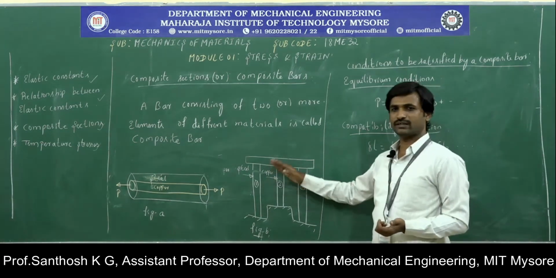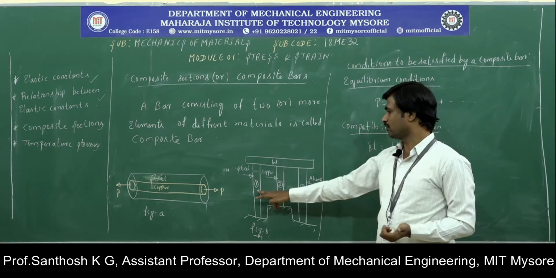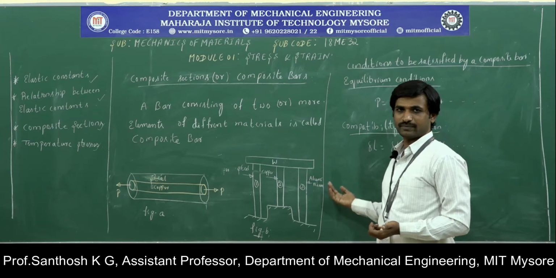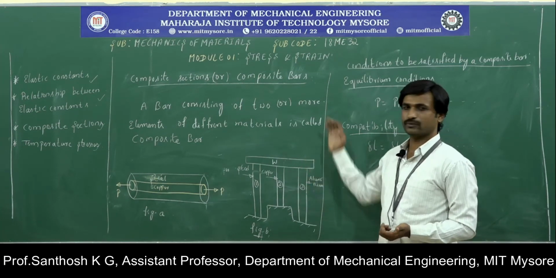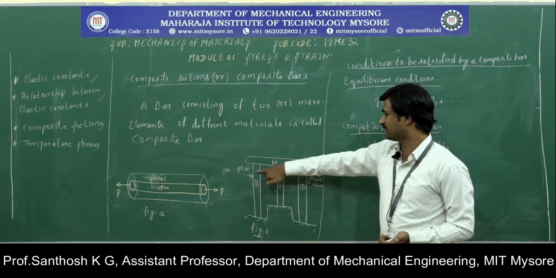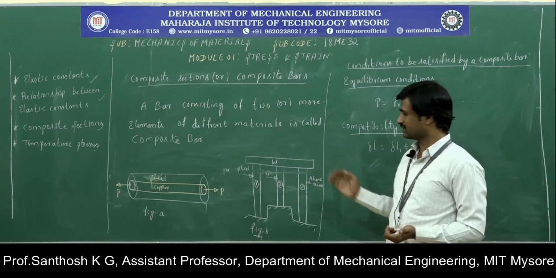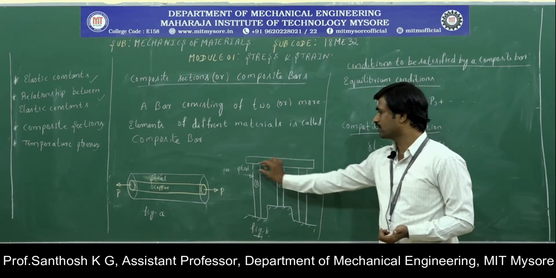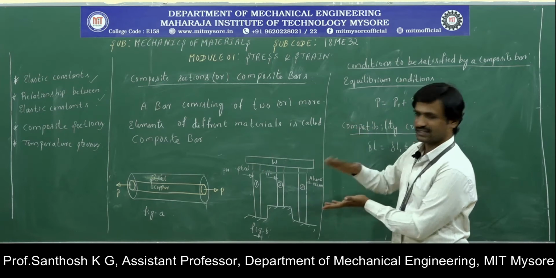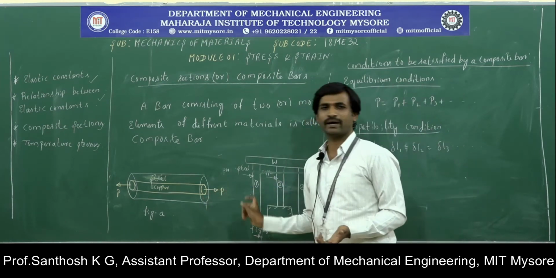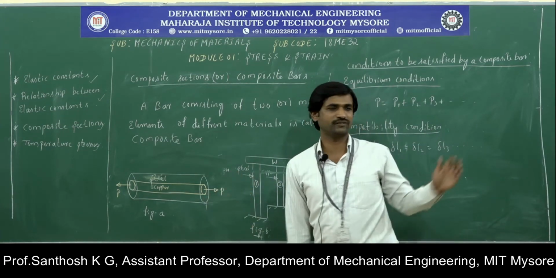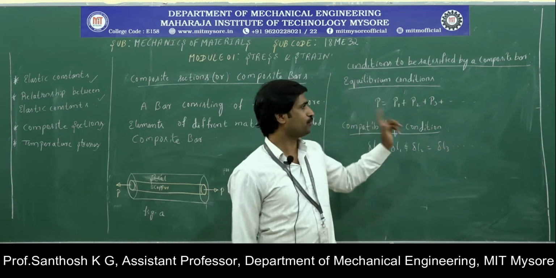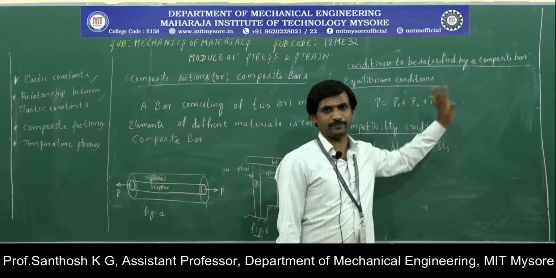If the deformation is not the same, then the load will not be shared by all the 3 members. So if the load needs to be shared by all the 3 members, then under the action of the given load, they should compress by the same amount or elongate by the same amount. So these are the various conditions that a composite bar needs to satisfy.